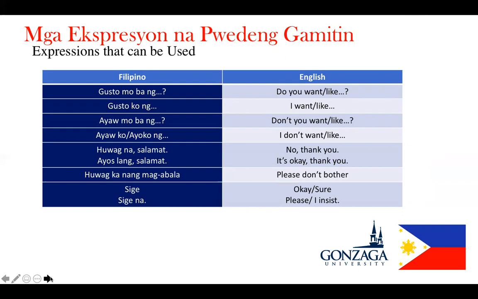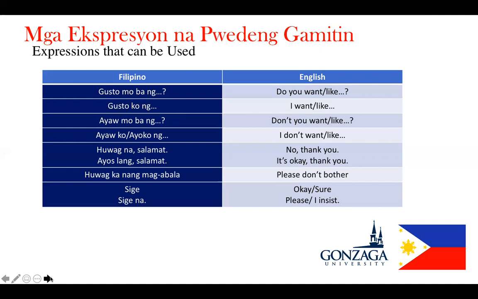Example, it asks Braxton. Braxton, pupunta ka ba sa meeting mamayang gabi? Oo. Or Braxton could answer, sige, or okay, I'll go, like that. And then sige na is when you would like to insist. Sige na, please, or I insist.